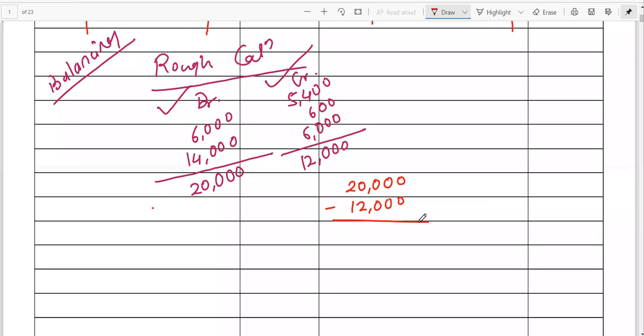We are learning balancing only. This is the method you should follow for the correct answer. Greater amount minus smaller amount. Greater amount is 20,000 minus 12,000. We get 8,000. I hope everyone knows how to deduct amounts. Subtraction, everyone knows. I hope you got the answer 8,000. Someone is saying 800. I hope that is a typing mistake.